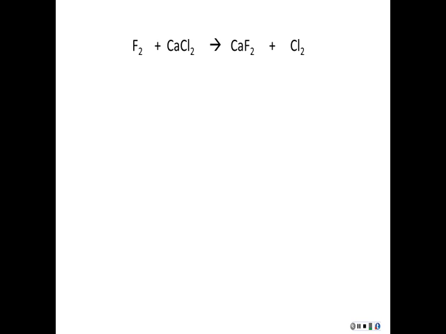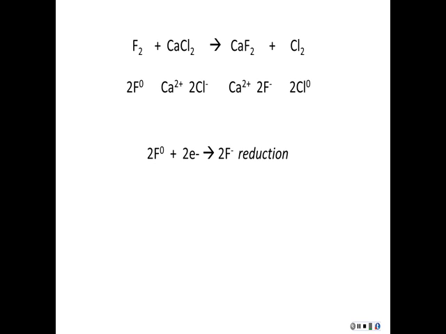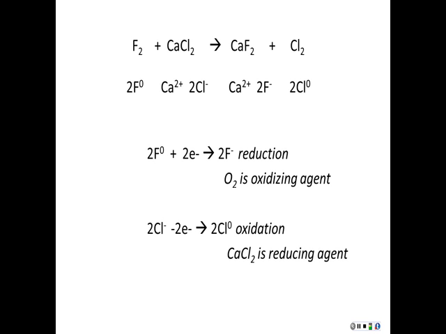So here we have the last one. Now, if we write down all the oxidation numbers, we get fluorine's neutral, calcium +2, chloride -1. On the right-hand side, calcium +2, fluoride -1, and the 2 chlorides are neutral. So the calcium then hasn't done anything. So it's the fluorine and chloride. The fluorine atoms are gaining 2 electrons. That means they're being reduced. Therefore, it's the oxidizing agent. And the 2 chloride ions are losing 2 electrons. That means they're being oxidized. It's the reducing agent.